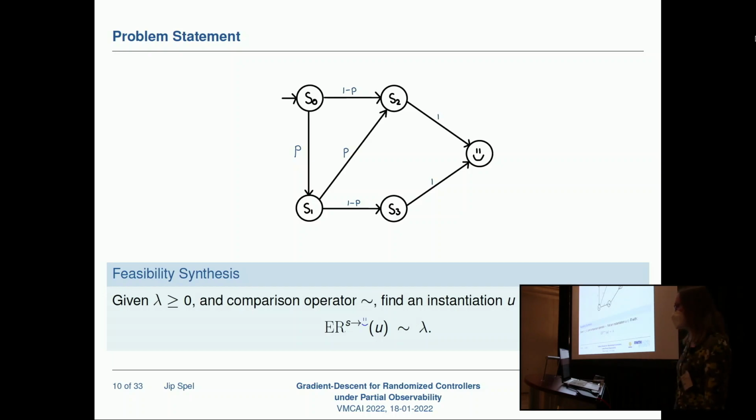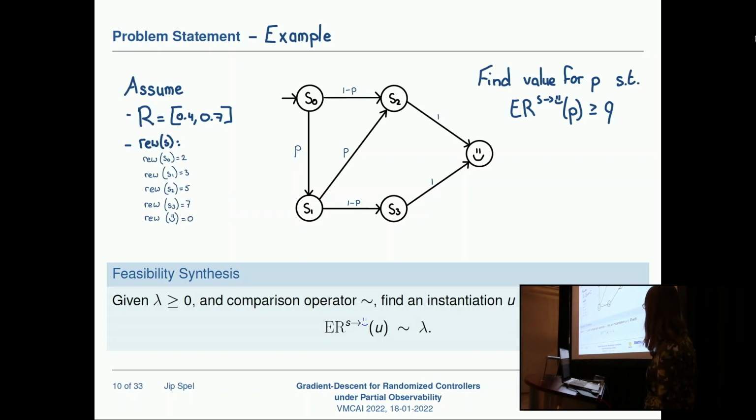Now a question we ask ourselves in this case is, we want to find the expected reward, and we want to find an instantiation. So we want to find values for our parameters such that the expected reward is, for instance, greater or equal than some threshold lambda. So for instance, in the example we saw before, it should be smaller than 0.001.